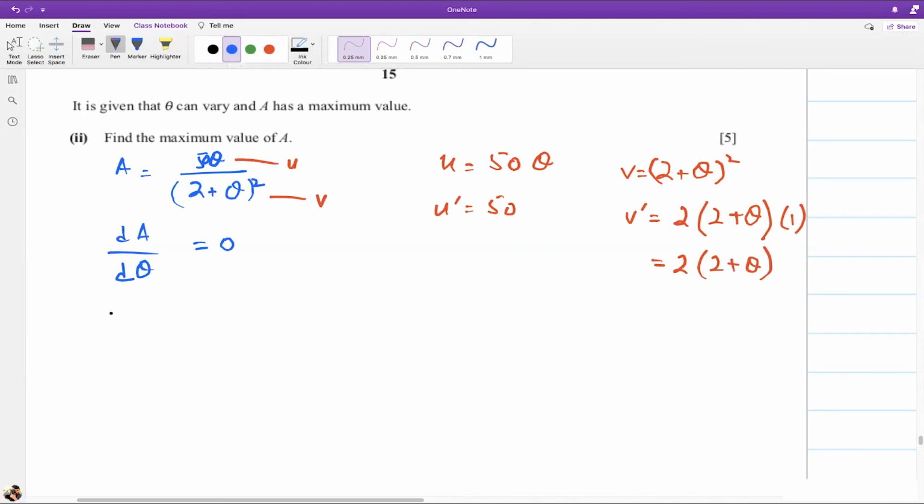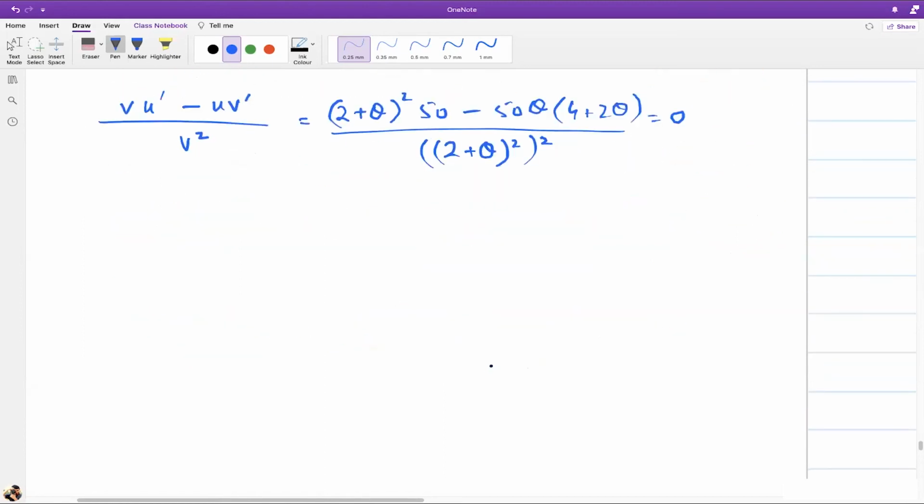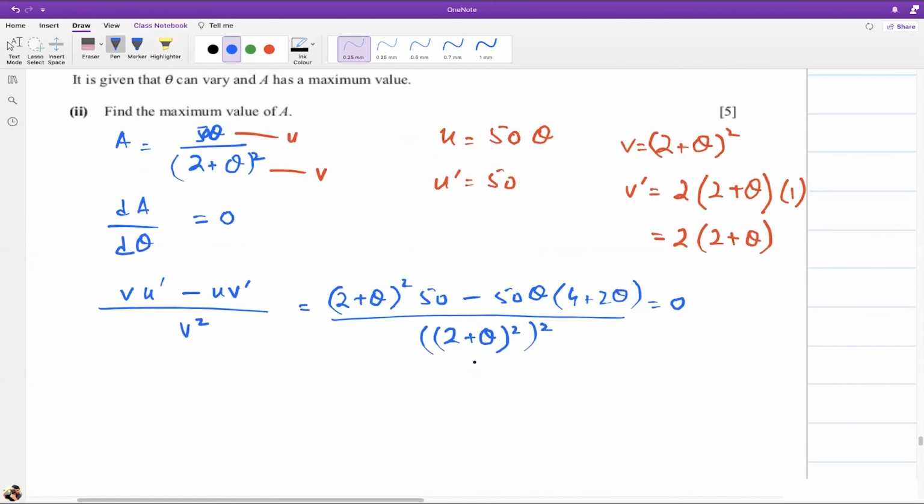So my derivative is going to be (v u prime minus u v prime) over v squared. तो v u prime कर लेते हैं. तो v है (2 plus theta) whole squared into 50 minus u, 50 theta into 4 plus 2 theta, over v squared, which is (2 plus theta) squared cos squared, and we want to put it equal to 0. Yeah, clear है ना? I'm just plugging it in the formula.